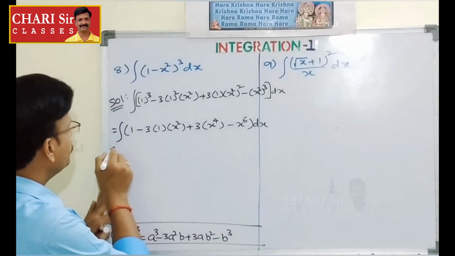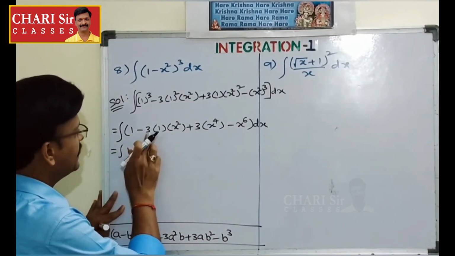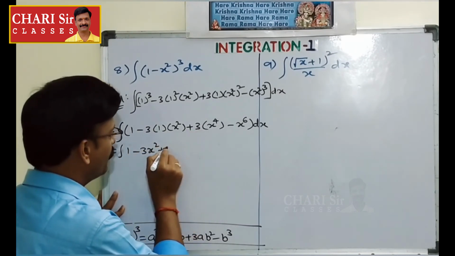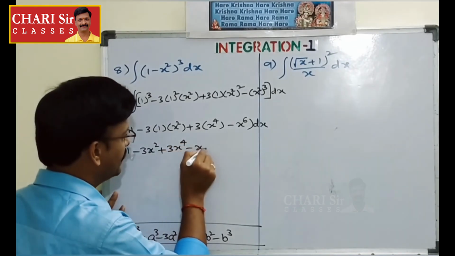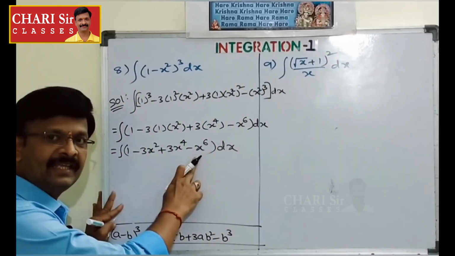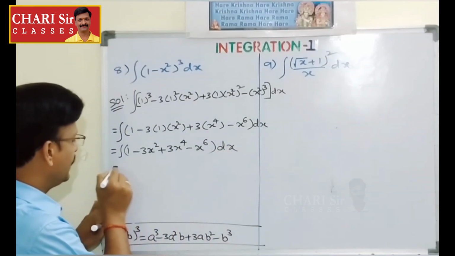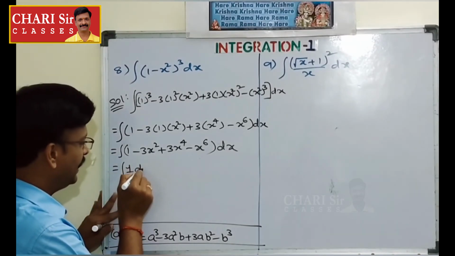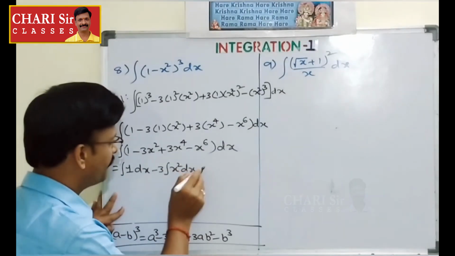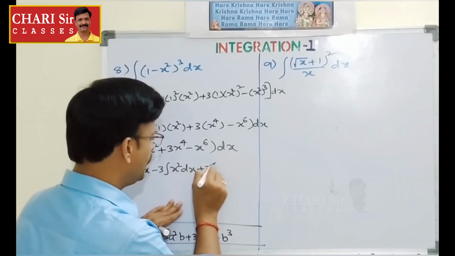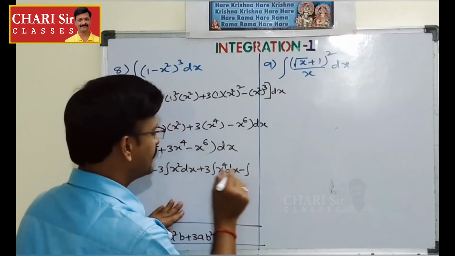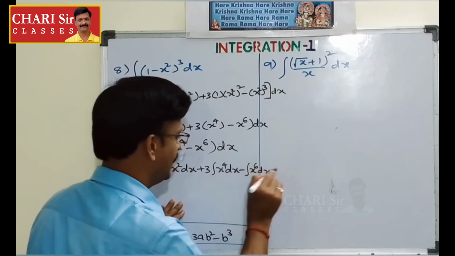So now we can write one more step, that is 1 minus 3 into 1 into x square, minus 3x square plus 3 into x power 4, that is 3x power 4, minus x to the power of 6, whole dx. Now everything is simplified in this expression. Now we need to take the integration for individual terms. 1 dx minus 3, you can write outside, x square dx plus 3x power 4, that is 3 into x power 4 dx, and minus x power 6 dx.